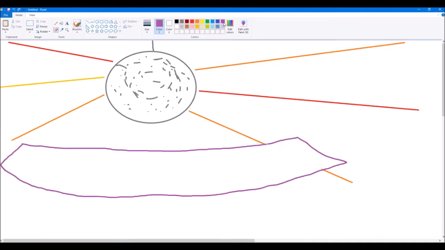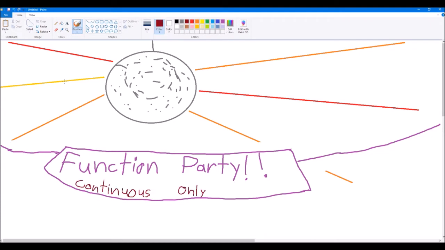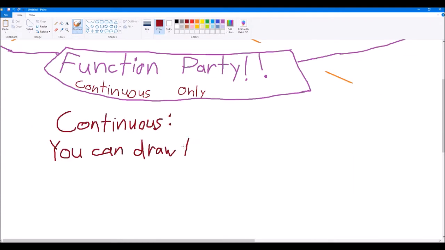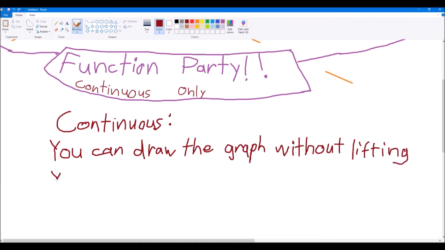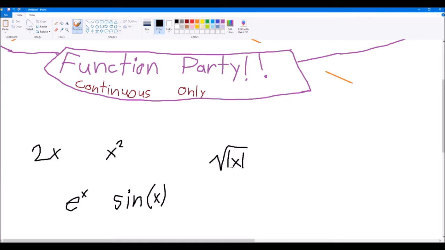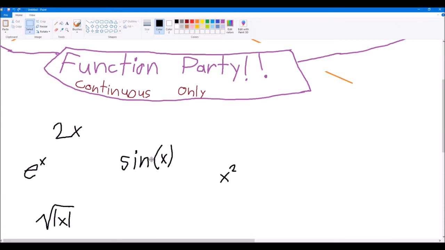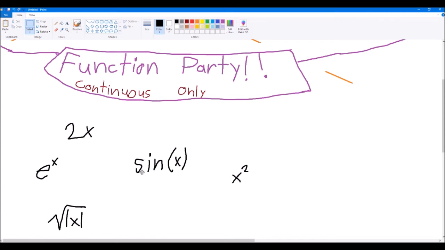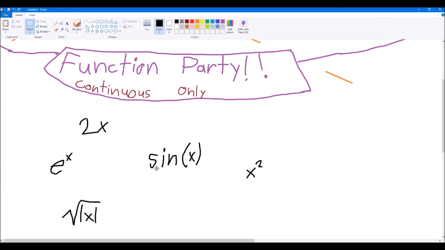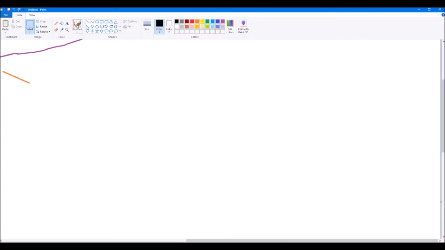The functions are hosting a party. Only functions that are continuous are allowed in. And the current definition is you can draw the graph without lifting the pencil. It's got top shots like y equals 2x, x squared, and even functions like e to the x and sine of x. Some functions like square root of x bring partners, they're absolute values, and that's totally fine. But there are some functions that are excluded.